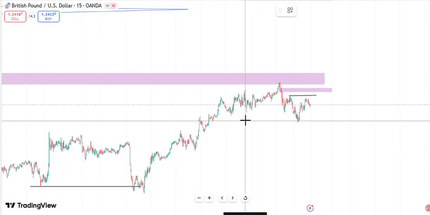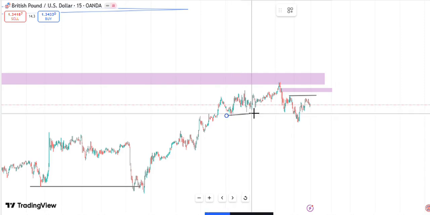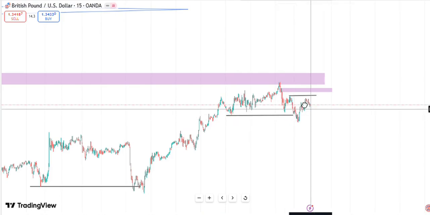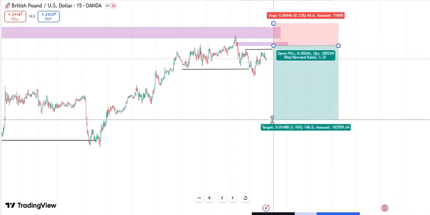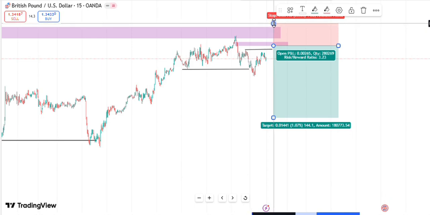this place has already had a market structure shift. So overall, we are going from here down to this side. So thank you.